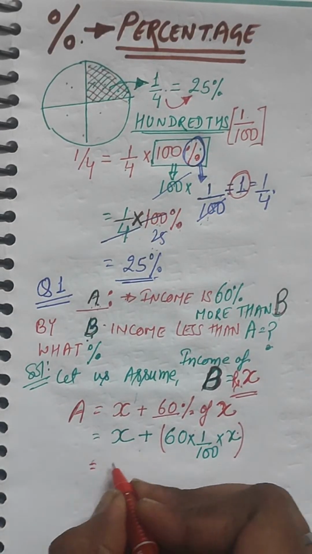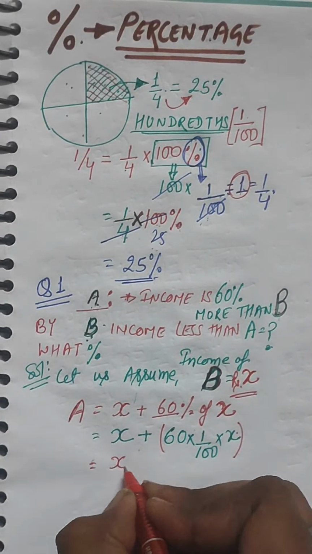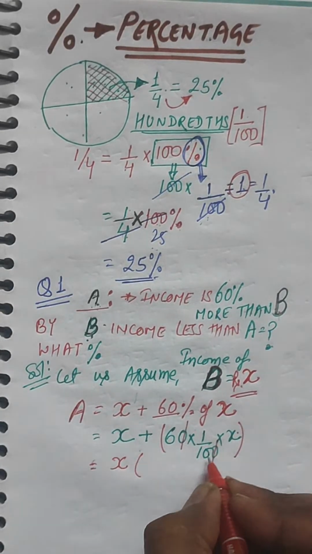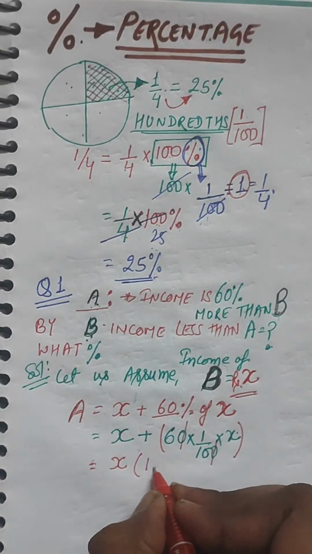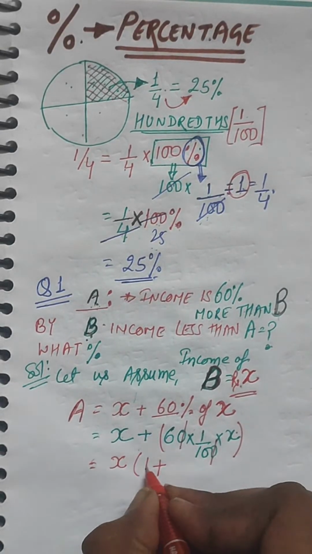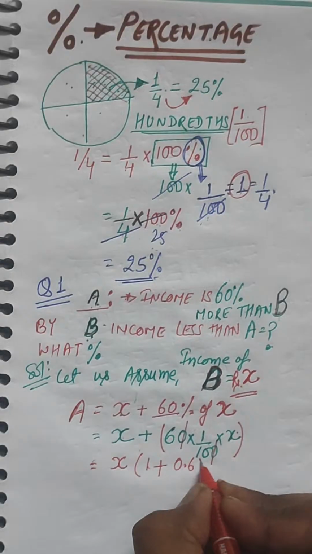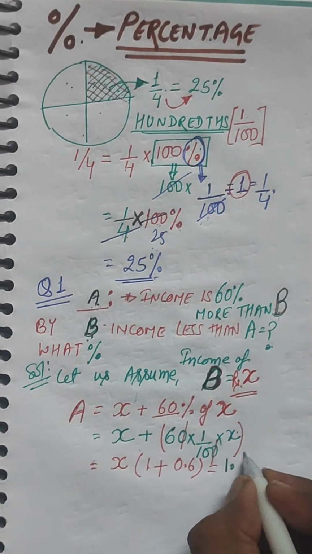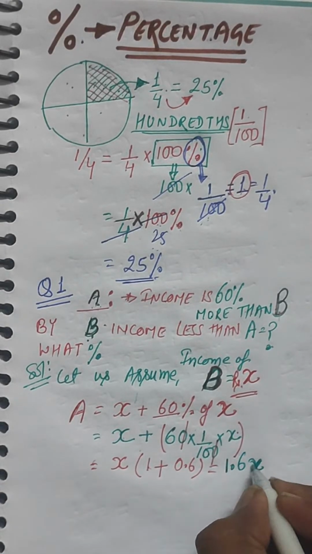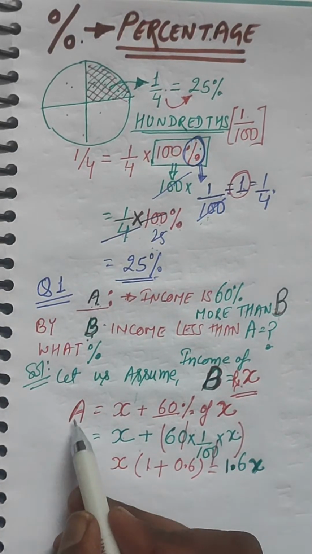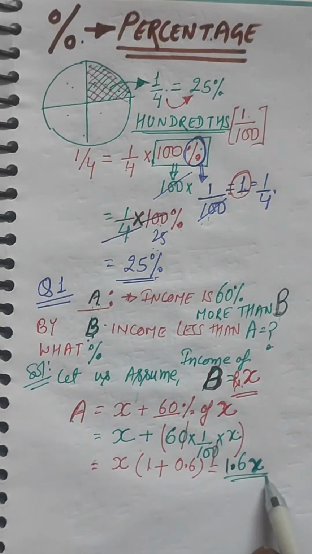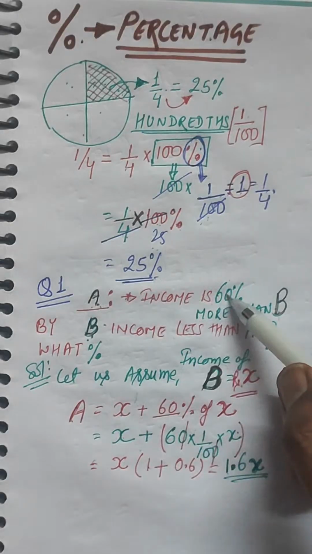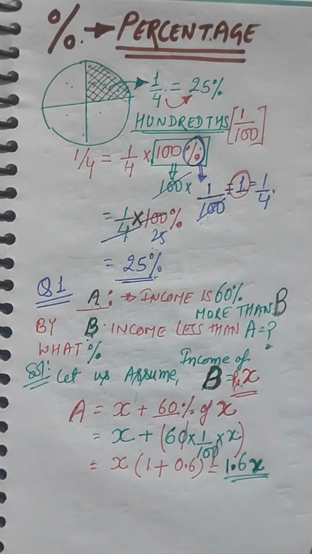So this will give you, when X is taken as common, the zeros cancel, 6 by 10, that is, and X is taken as common, 1 is left and 0.6. So this will give you 1.6x. That means A's income is 1.6x. Definitely. Why? Because A's income is 60% more than B, right?